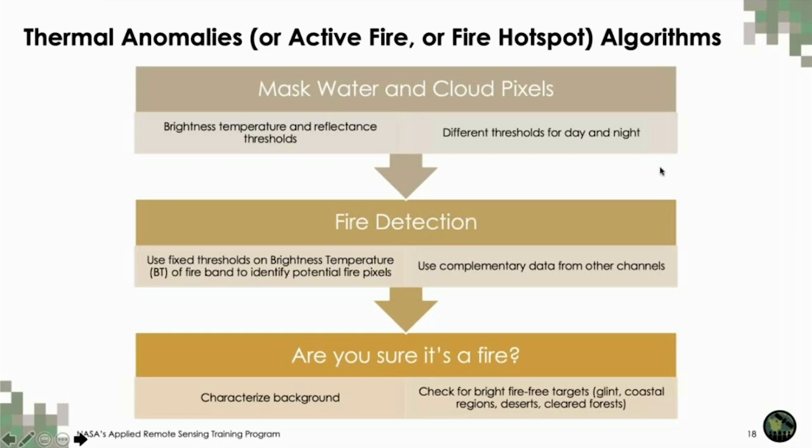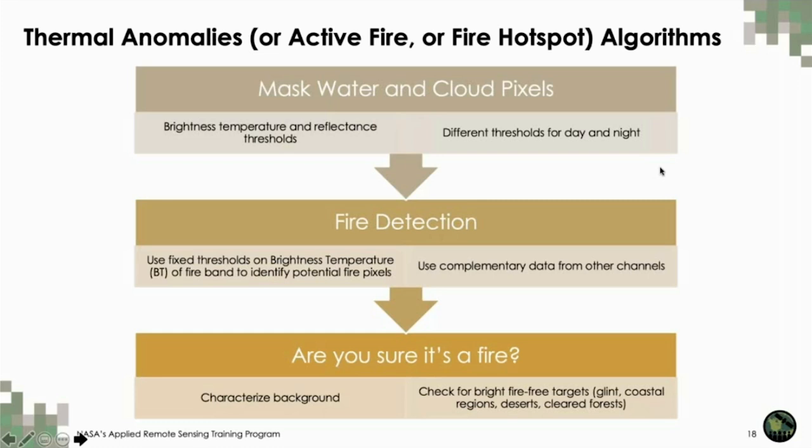Second is detection of the fire itself. To do that, a fixed threshold is used on the brightness temperature in the fire band to identify the potential fire pixels. The fire band is typically located around 4 micrometers. It varies a little bit between different sensors, but that is the typical central wavelength. And again, it uses complementary channels, such as the 11 micron channel and other channels, which further enhance the algorithm to detect these fires automatically. We'll get into those channels a little bit later.